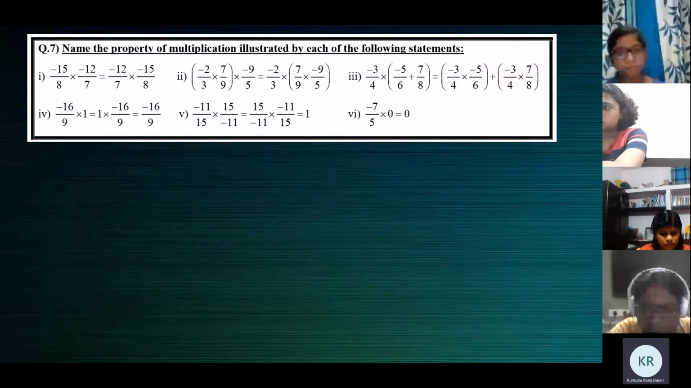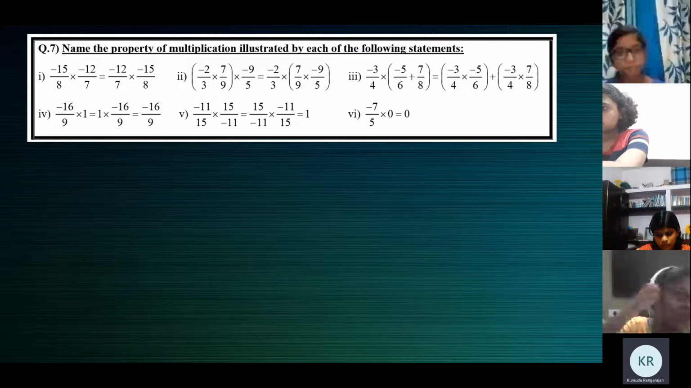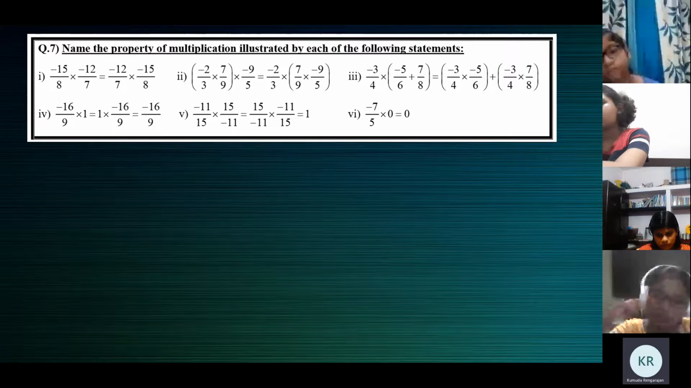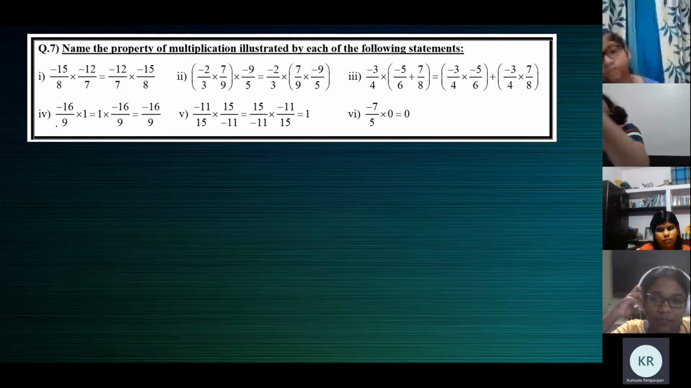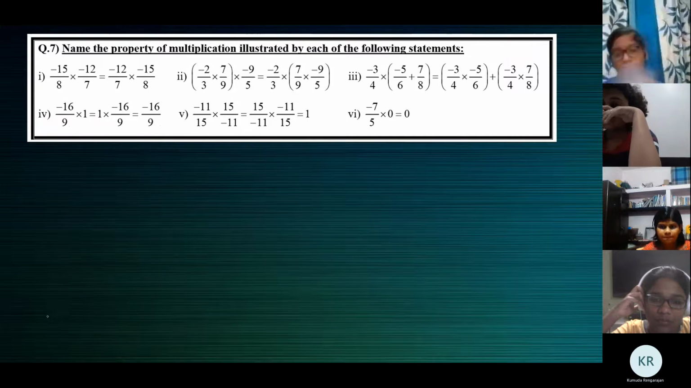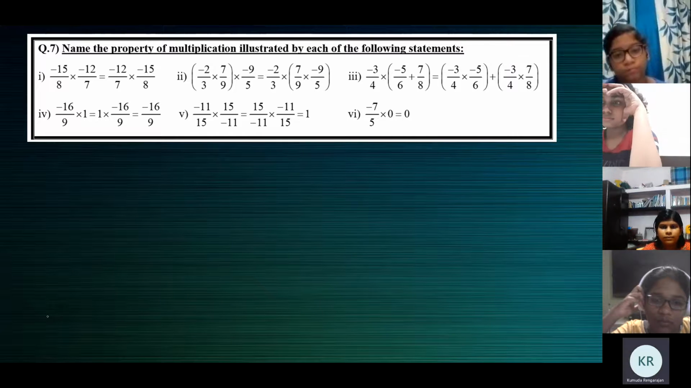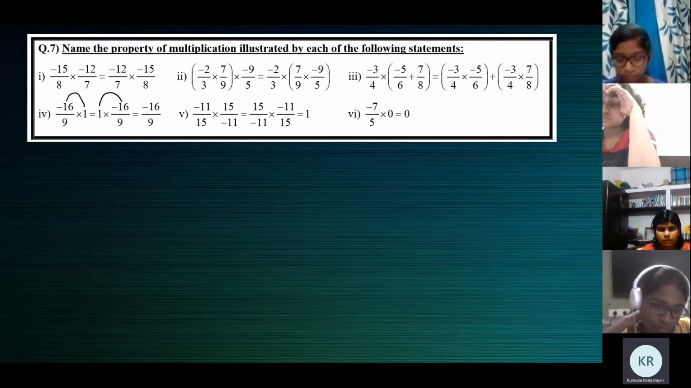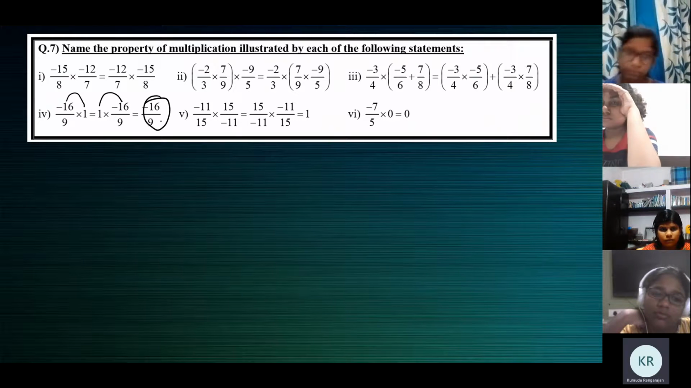Identity, because you're getting identical answer, same answer you're getting, minus 16 by 9. Rational number itself you're getting as the answer. When do you get that? When you multiply the rational number by 1, you will get the same answer. So the fourth one illustrates the multiplicative, not inverse, identity, multiplicative identity of rational numbers. That is, rational number multiplied by 1 is equal to 1 multiplied by the rational number is equal to the rational number itself.